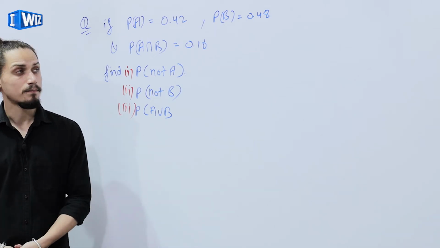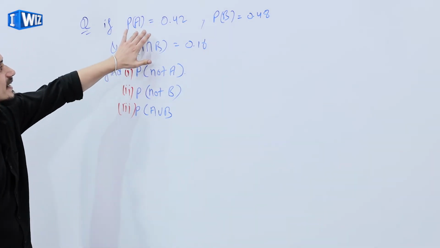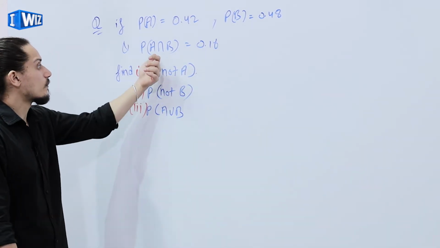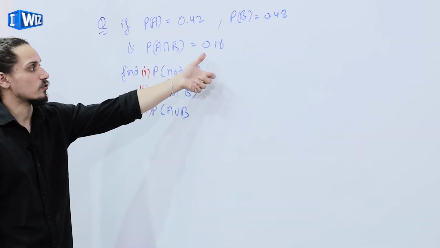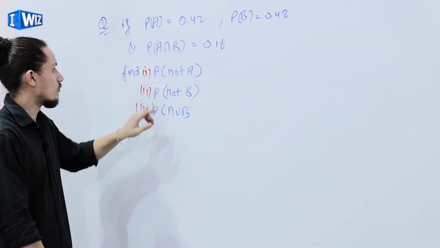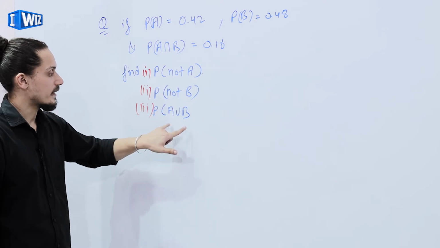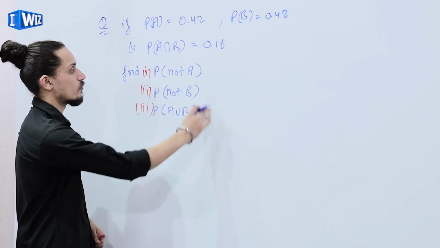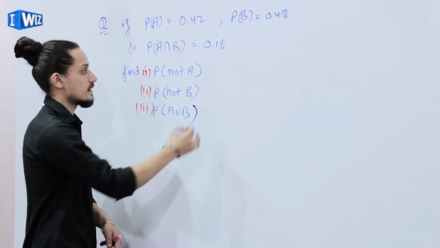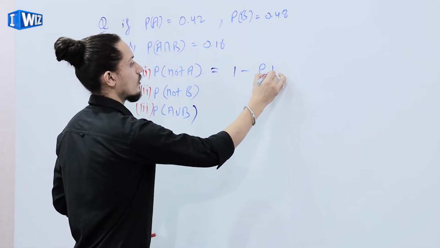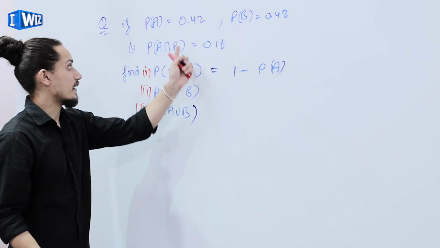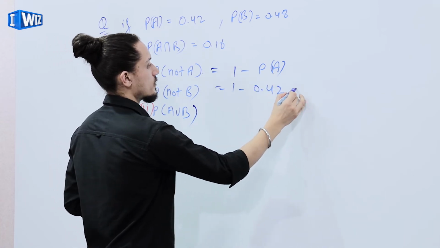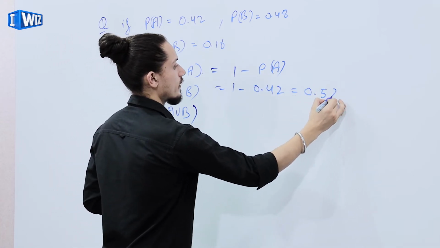Now in this example we are given probability of event A is equal to 0.42, probability of event B is 0.48, probability of event A intersection B is equal to 0.16. We have to find out probability not A, not B, and A union B. So first case is probability not A. We know probability not A is equal to 1 minus probability of A. Probability of A is 0.42. So we get 1 minus 0.42, which is equal to 0.58.